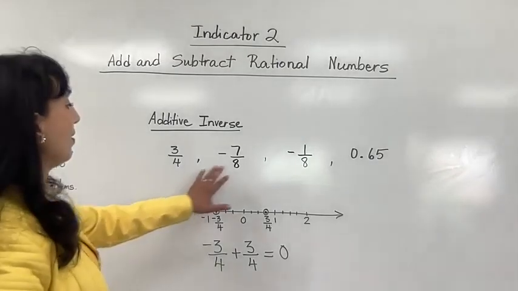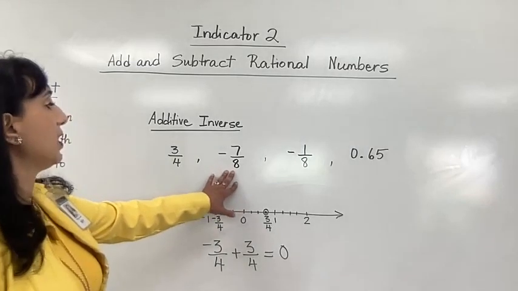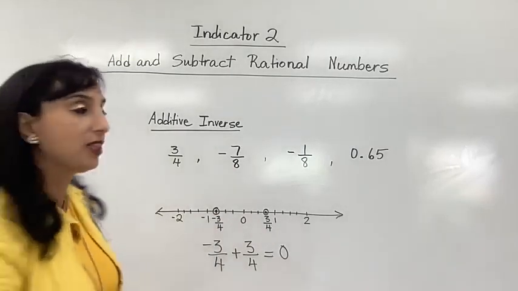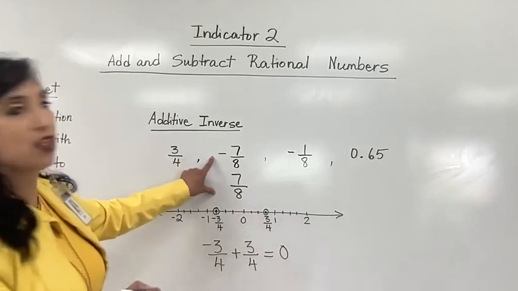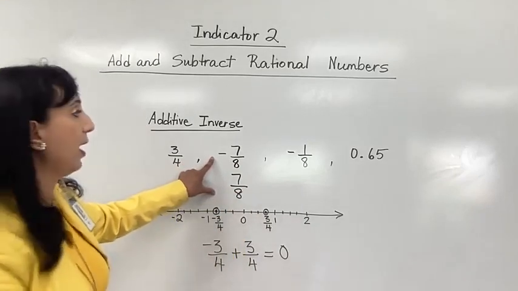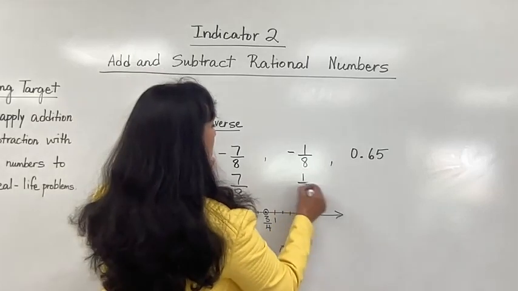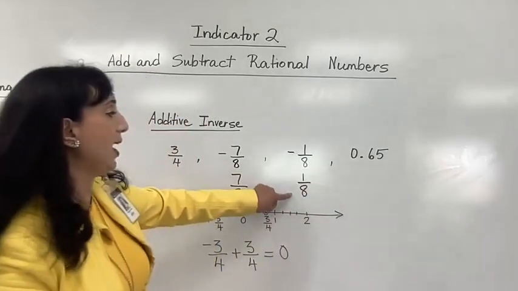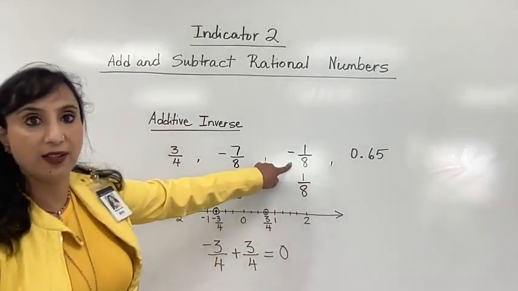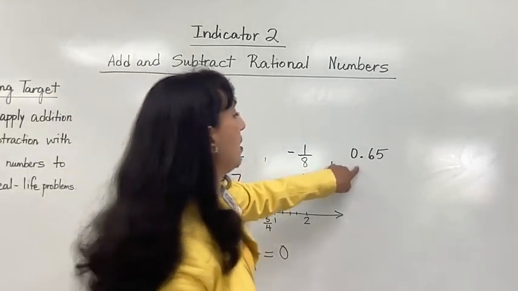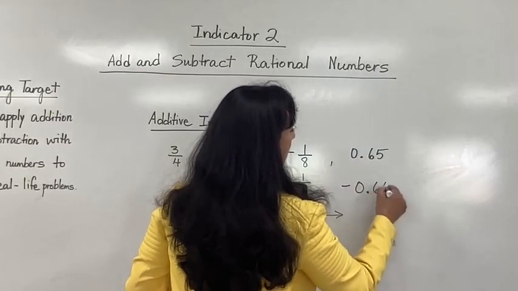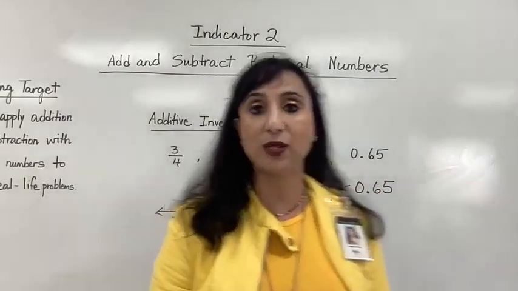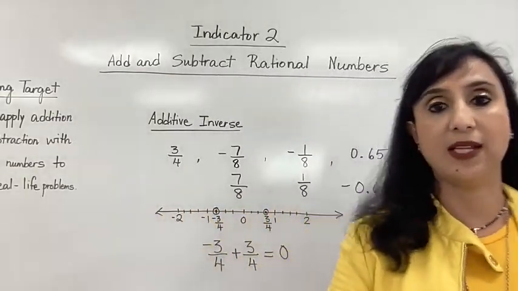Okay, so let's look at this. The additive inverse of -7/8 would be 7/8, because when I add these two, I am going to get 0. Okay, -1/8 is going to be 1/8. So this is the additive inverse of -1/8. Additive inverse of 6500 is going to be -6500. All right, so that's what additive inverse means.